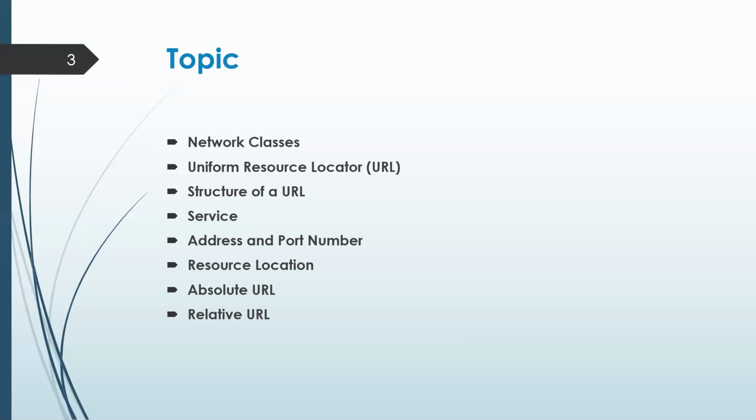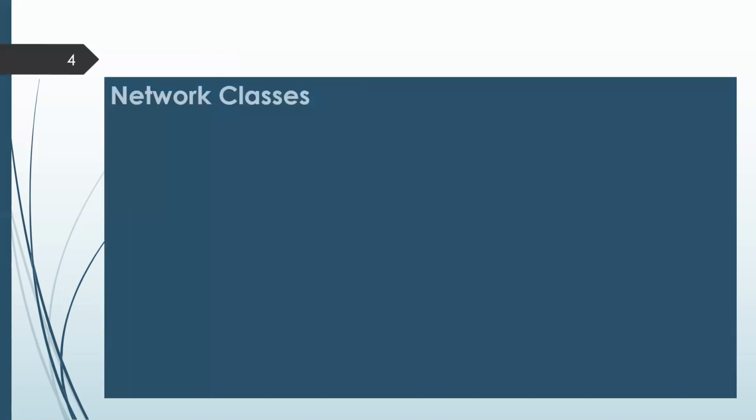So in the last video, we are going to discuss network classes, uniform resource locator, the structure of a URL, and in the service, how address and port number can be identified. We will know the resource location, where we will get the resource from, and that location is also divided into two parts, absolute URL and relative URL. We will discuss these various topics in today's lecture. So let us proceed. First of all, network classes.